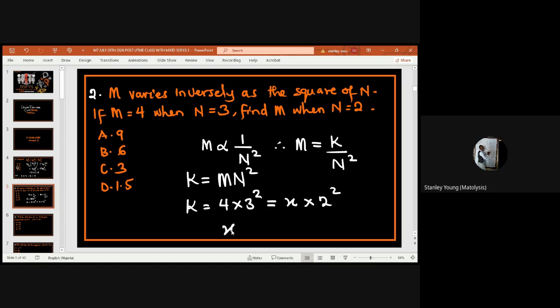So from there, when you're looking at this, you can easily cancel that 4 expression. 4 cancels out 4. So what do we have? X is going to be equal to 9. So the value for x is equal to 9, and that's option A.